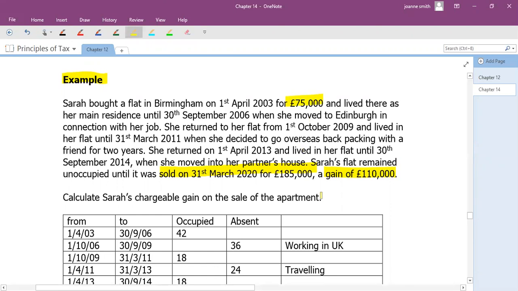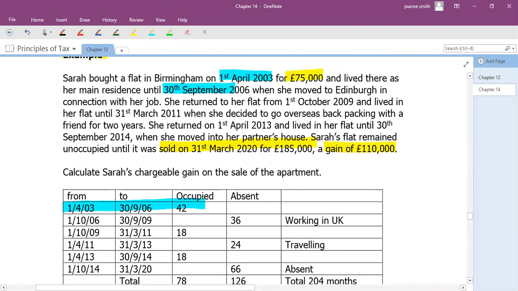But here that's not the case, because it says here she originally bought it and she lived there from the 1st of April to the 30th of September 06. So we can see there in the table that was a period of occupation. So occupation as in it was actual occupation. So she physically lived in the house.